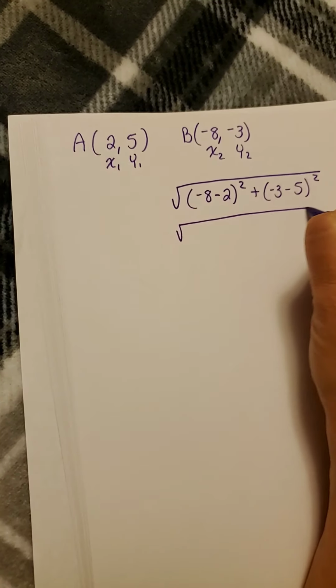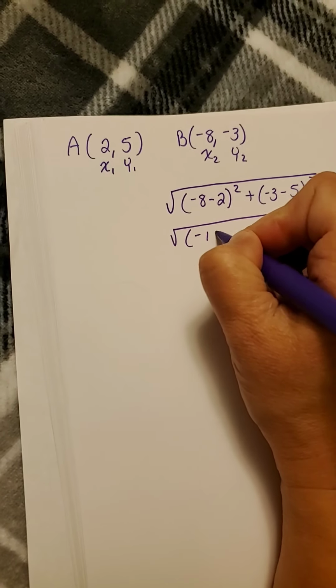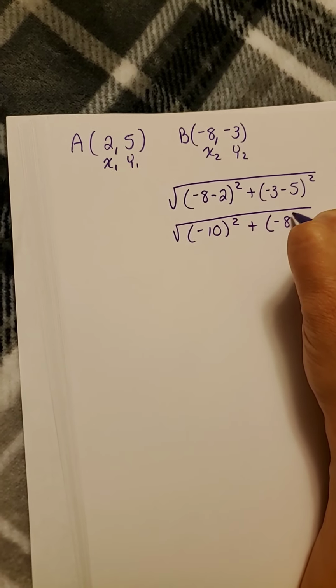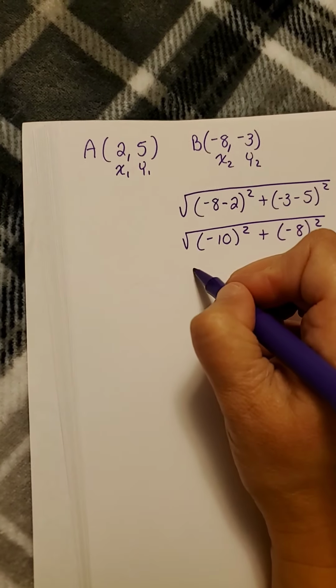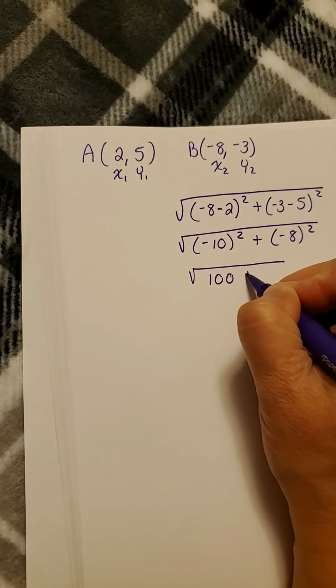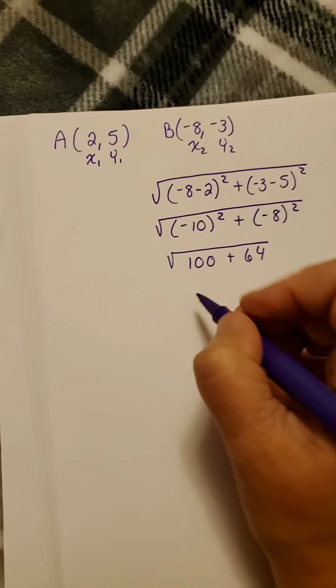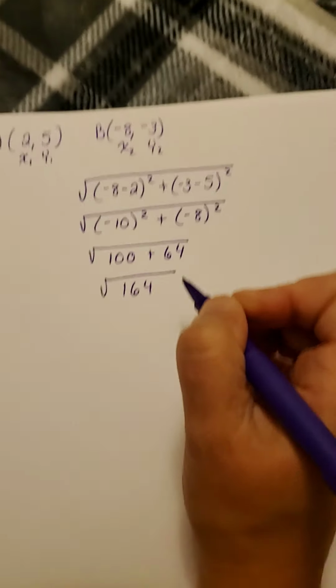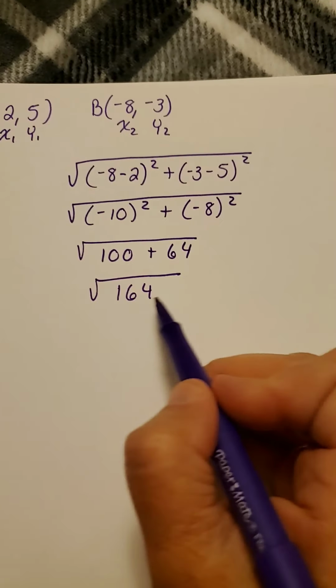So we're going to get -10 squared plus -8 squared. That's going to give us 100 plus 64, which gives us 164. So again, we need to simplify this radical.